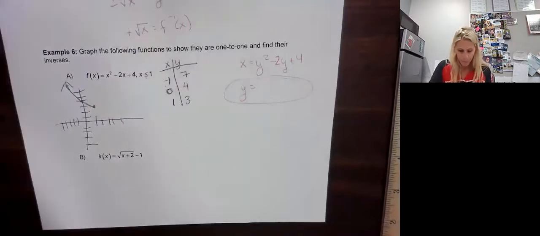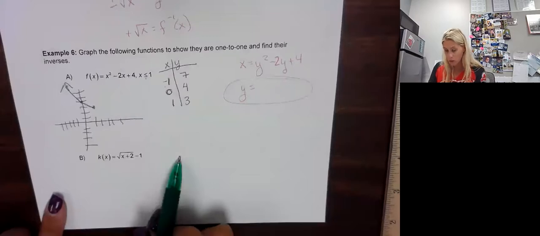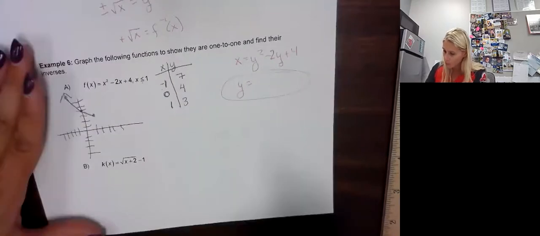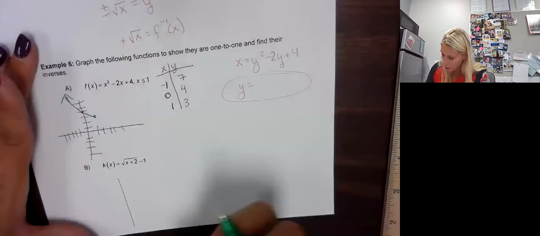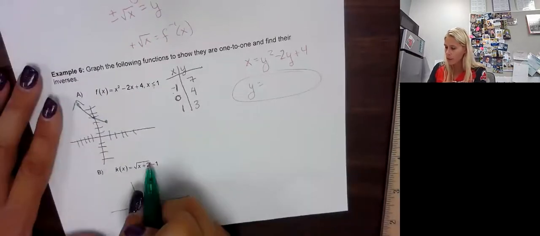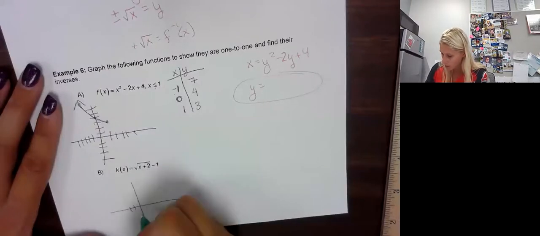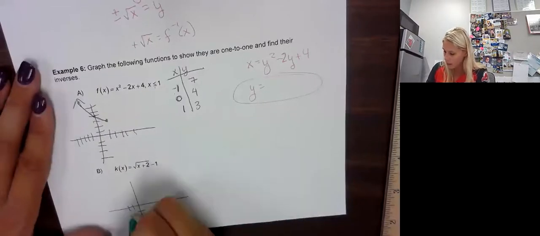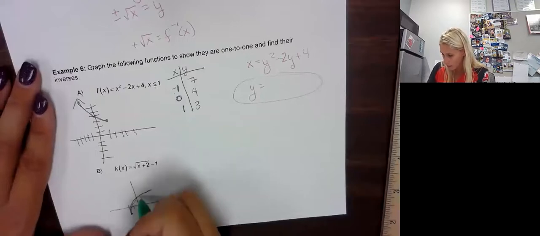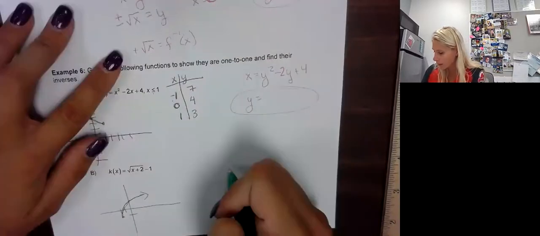So let's go back. There are no restrictions in this one. No restrictions whatsoever. So if I remember my transformation, this is going to go left 2, down 1. So left 2, down 1, and it's a square root, so it's kind of that curve. Okay. Now, does this pass our horizontal line test? Yes, it does. So let's solve this algebraically.